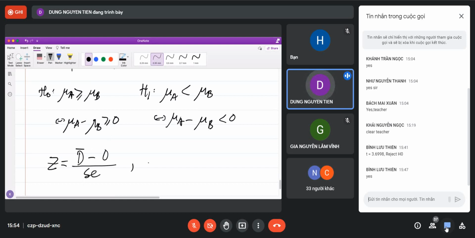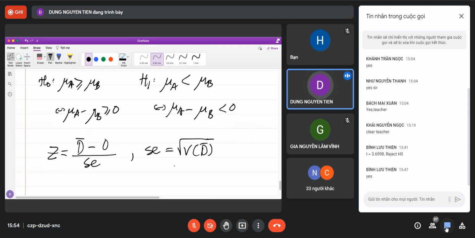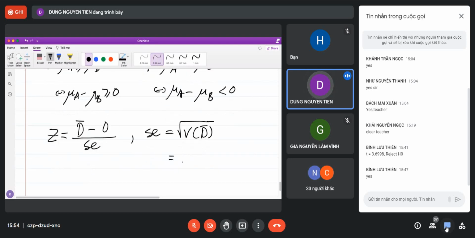Now you need to know the standard error. What is the standard error? Actually, the standard error is simply the square root of the variance of d bar. So we need to find the variance. What is the variance of d bar?